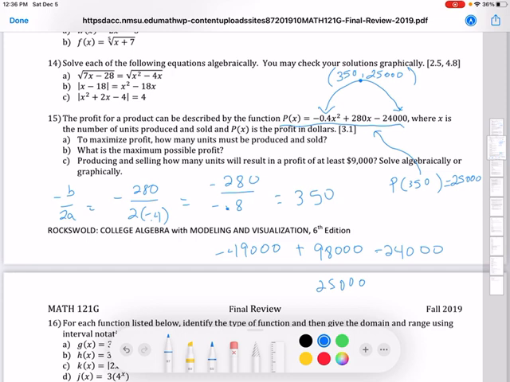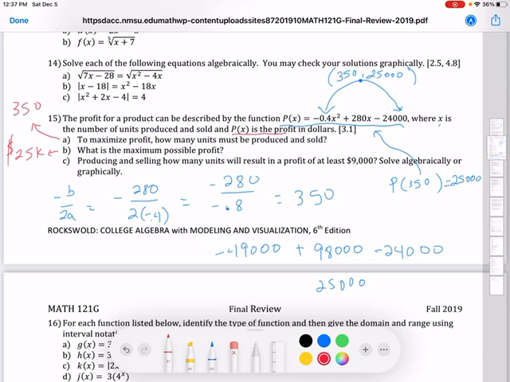Well, what is the units? If you read the problem, it says here that x is the number of units produced and sold. So for A, the answer is 350 units must be produced and sold. And then your P of X is the profit. So that's going to be $25,000. Okay, you will make a maximum of $25,000 if you sell and produce 350 units.